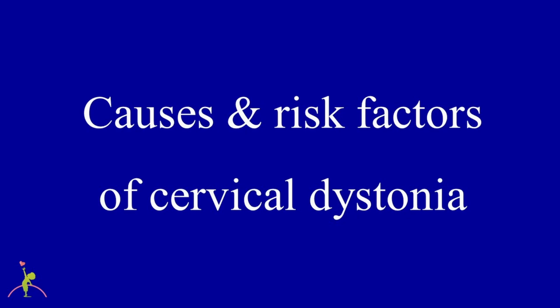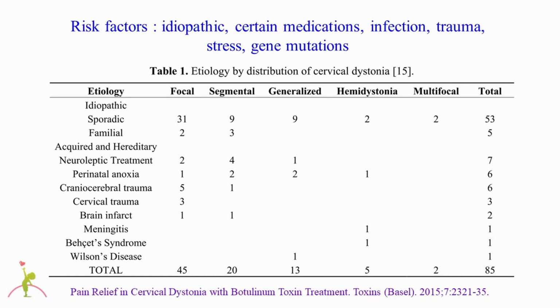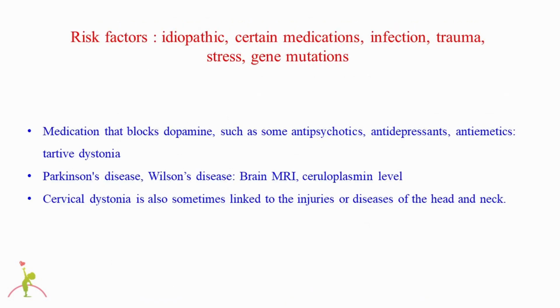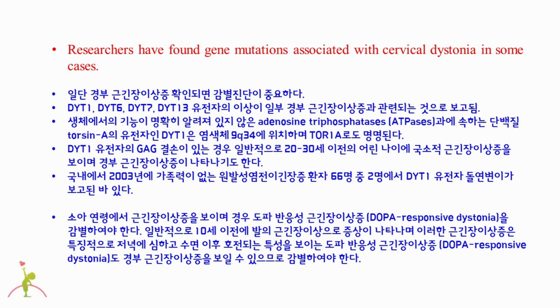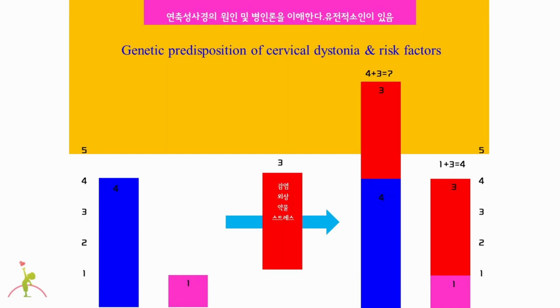Let's talk about the cause of cervical dystonia. Cervical dystonia occurs due to functional abnormalities in brain regions such as the midbrain or basal ganglia. Most people with cervical dystonia are called idiopathic, where the cause is unknown. Some cervical dystonia is caused by medication that blocks dopamine, such as some antipsychotics. Some people have a family history of the disorder. Researchers have found gene mutations associated with cervical dystonia in some cases. Cervical dystonia is also sometimes linked to the injuries or diseases of the head and neck. However, not all these risk factors result in cervical dystonia.